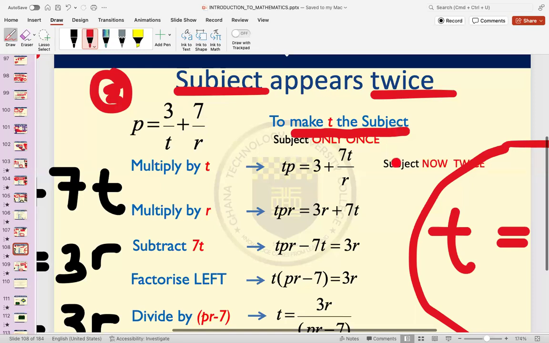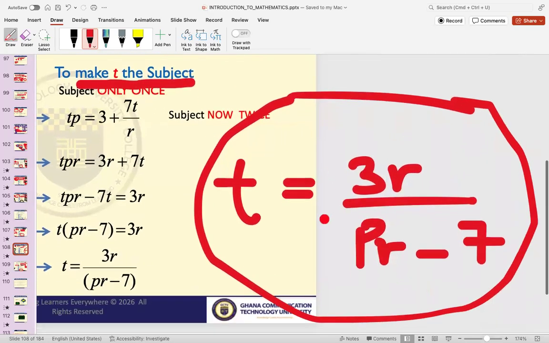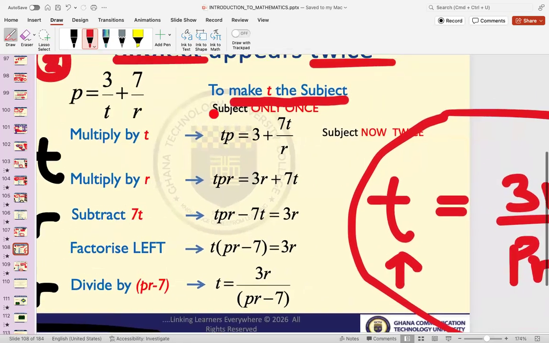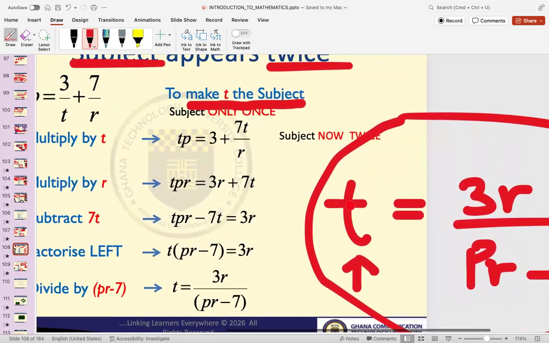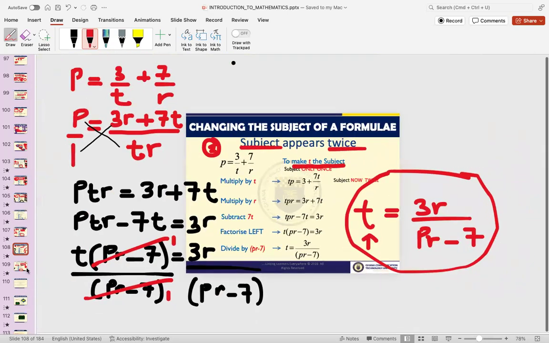So anything they say make it the subject, at the end of the day, it should stand alone at the left. That is the essence of change of subjects. Anything they say, make it the subject, at the end of the day, that thing should come and stand alone. Thank you. Any other question on the examples we have done so far?